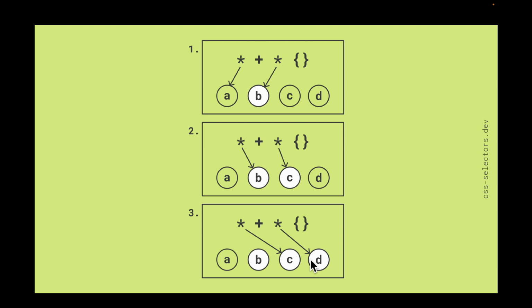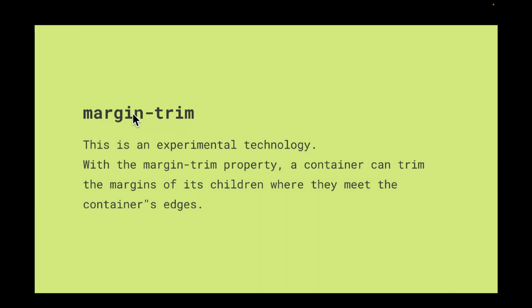While the owl selector is useful, there is a new CSS property called margin trim that performs a similar function. The margin trim is still an experimental technology, and at the time of recording this video, it's only available in Safari. So we will keep you updated when the margin trim is available in all modern browsers. With the margin trim property, a container can actually trim the margins of its children where they meet the container's edges. We will take a look at the example with the margin trim in the coding practice session as well.